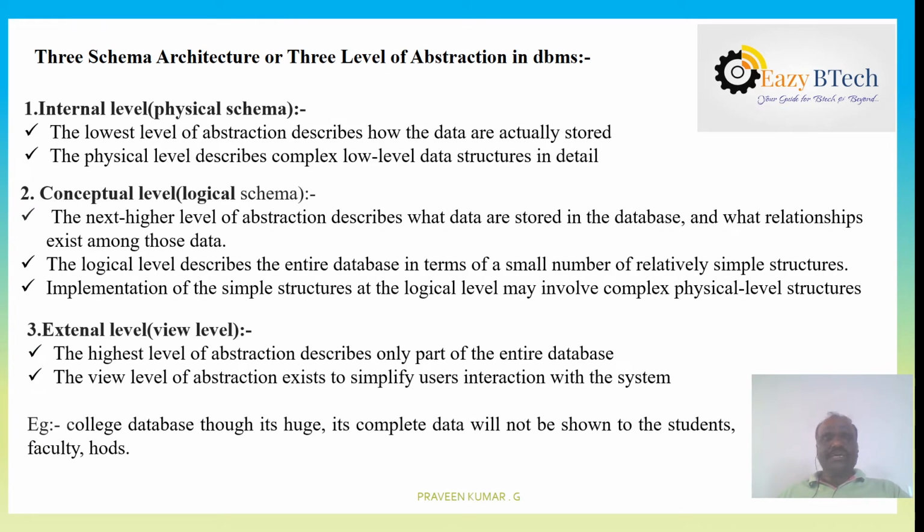Next one is the external level, which is called the view level. This is the highest level of abstraction, describing only part of the entire database. This is also called the user level. The user can access data directly.